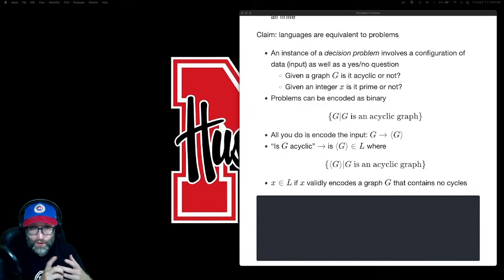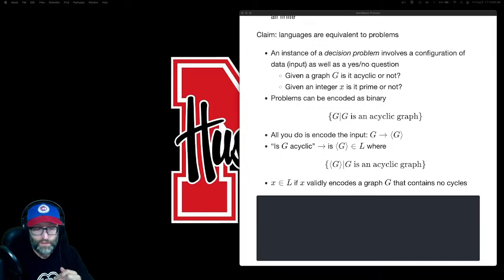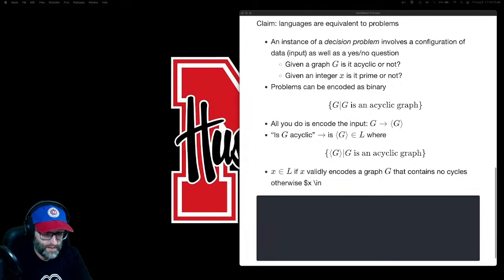And I did put in a caveat there: validly encodes. Of course, you could have a bad encoding, as you've already experienced with your peers. Sometimes your peers are not too careful with the test cases that they submit, and they put UTF in there, or they skip a line, or something like that. So if we have an invalid encoding, we immediately throw that out. Otherwise, X is not in the language L.